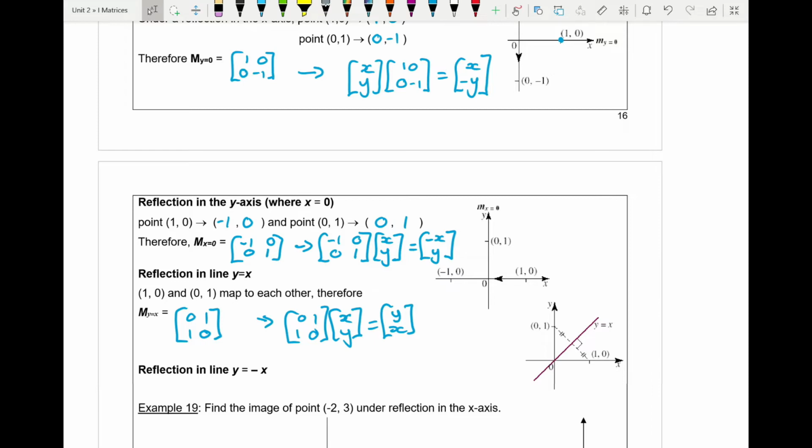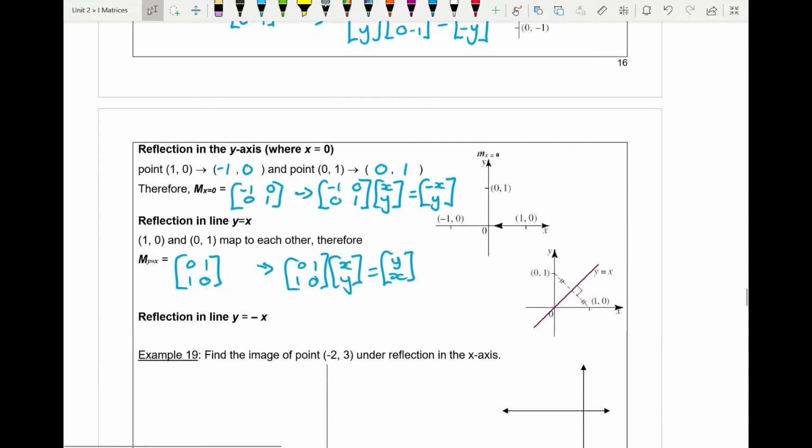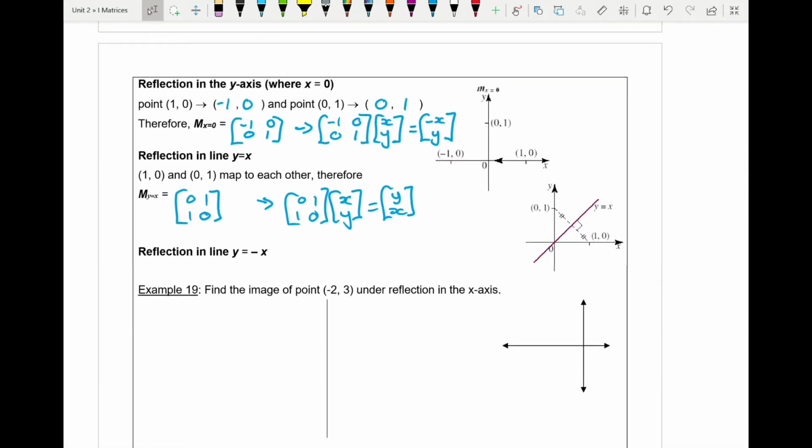We can also reflect in the line y = x. That is going to essentially flip our x component and our y component. So instead of being (1, 0), (0, 1), it's going to be (0, 1), (1, 0). There'll be a similar process for the reflection line y = -x, but our values are going to be negative instead. So (0, -1), (-1, 0).